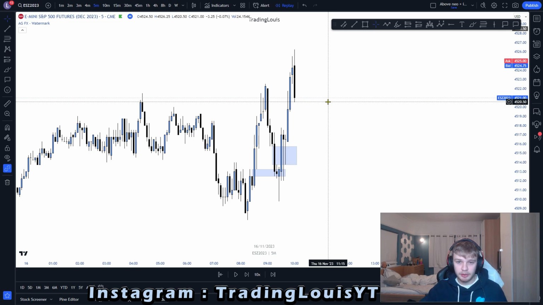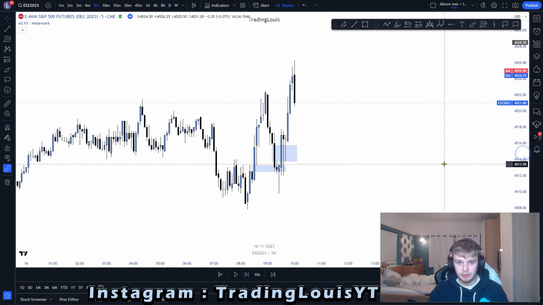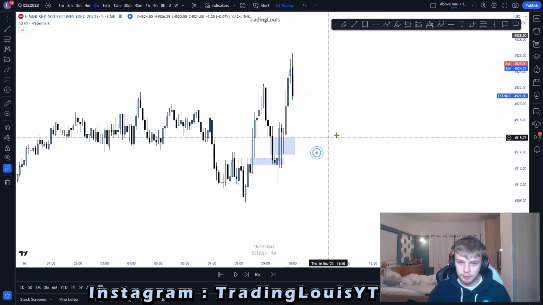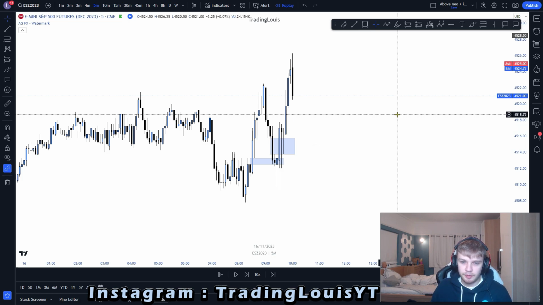And the good thing about the inverse model is once you enter into a position, it normally shoots straight up to the take profit. It doesn't do a lot of waiting around. That's what I've found with the inverse model.